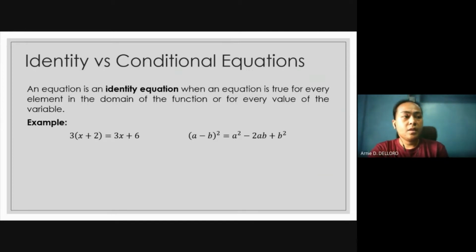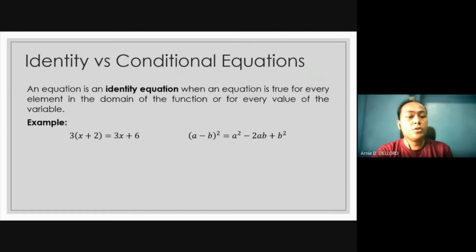Okay? Now, before we proceed with the conditional equations, for identity equation, we have the identity element. So, for addition, or if the operation is addition, the identity element is 0. Okay? Because any number added to 0 does not change the value of the other numbers in the operation. For example, 1 plus 0, the answer is still 1.